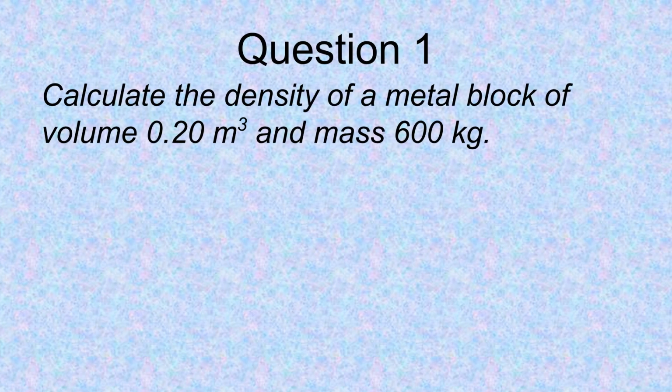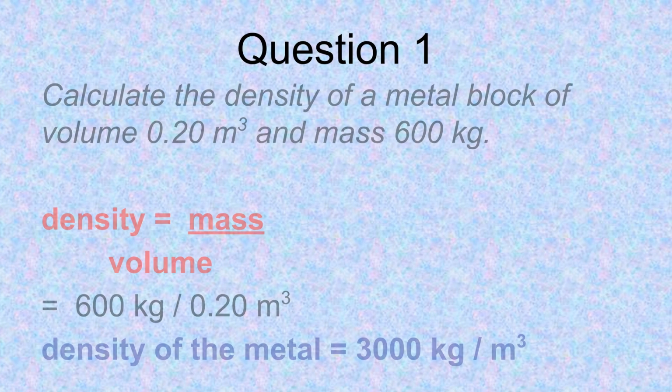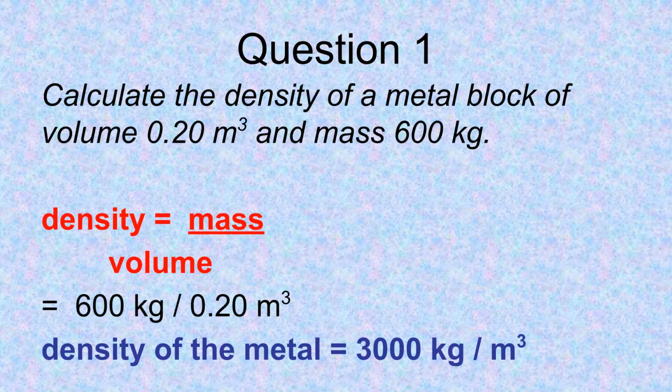Now, let's solve a practice question. Calculate the density of a metal block of volume 0.20 cubic meters and mass 600 kilograms. Using the formula, density equals mass over volume. Substitute the values. 600 kilograms divided by 0.20 cubic meters. The density of the metal is 3,000 kilograms per cubic meter.